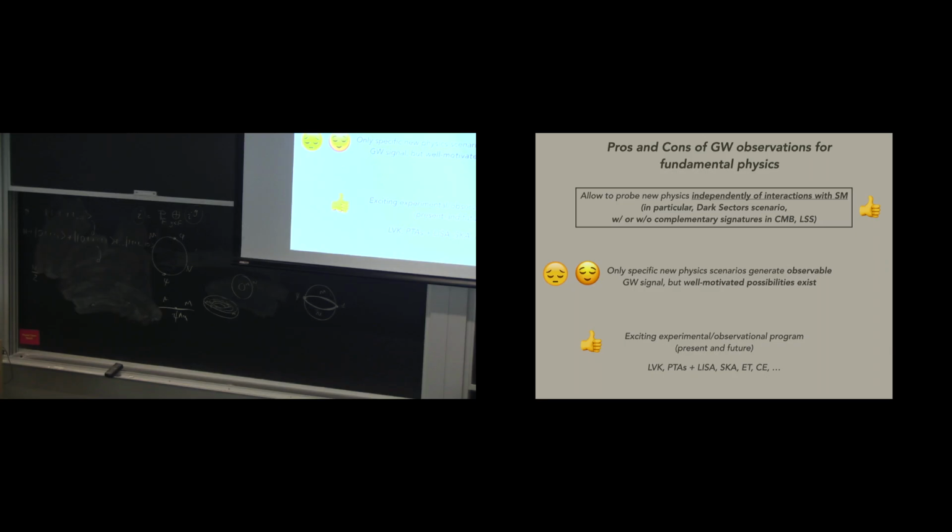And of course, at the experimental and observational level, as you know, there is an exciting program with interferometers, LIGO and Virgo in KAGRA currently active. There are Pulsar Timing Arrays currently active, and many other experiments, space-based interferometers and ground-based interferometers, active in the next 15 to 20 years, hopefully.